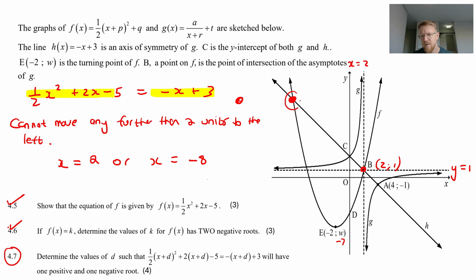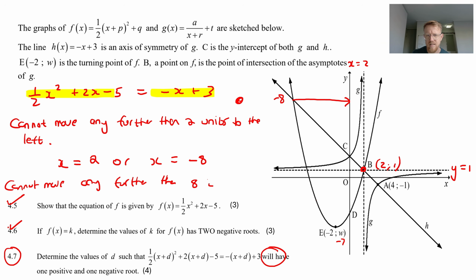So that means the x value here is minus 8. So that means that we cannot move any further than 8 units to the right, because if we go more than 8 units, this point is going to end up becoming positive. And then you're going to have two positive x values. And they specifically said we want them to have one positive and one negative. Okay, so that's our other limitation. We cannot move any further than 8 units to the right.